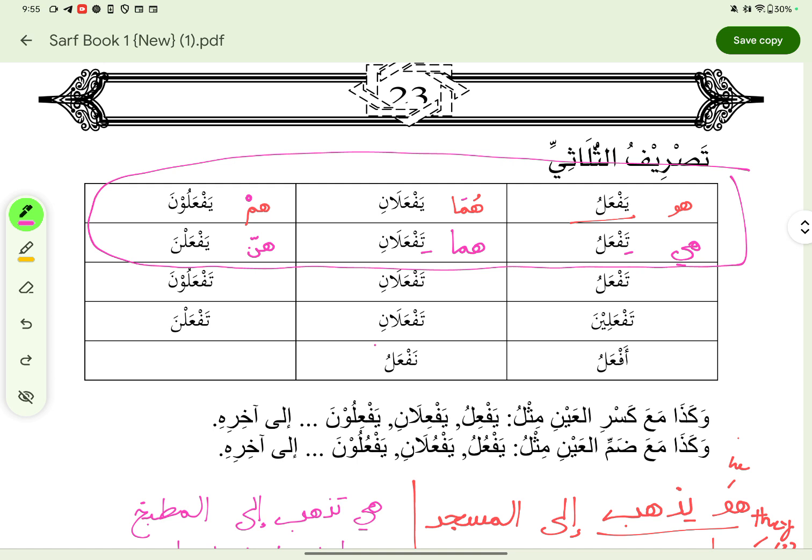هما تخرجان, right? And هم يخرجون. أحسنت. No wait, هن يخرجن. هن يخرجن. Alright, طيب. Anybody else want to try some?